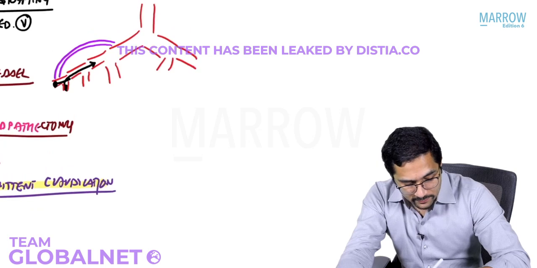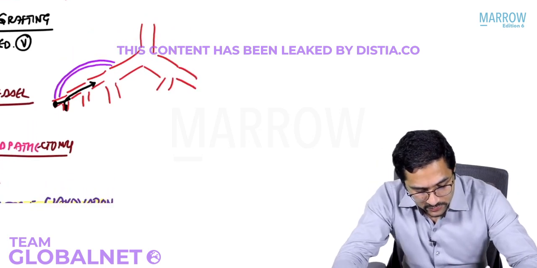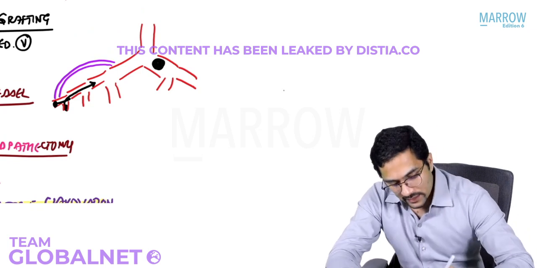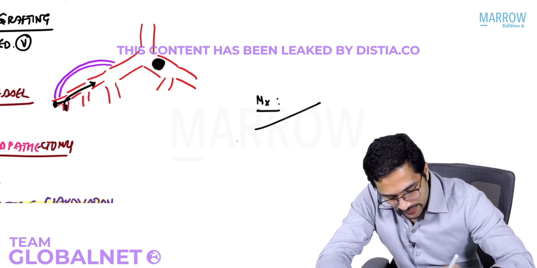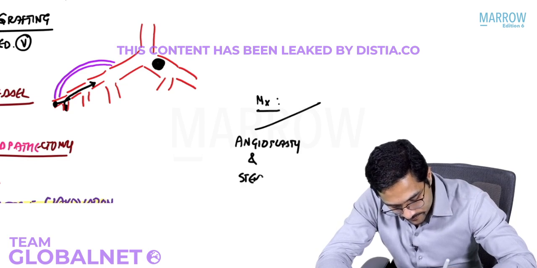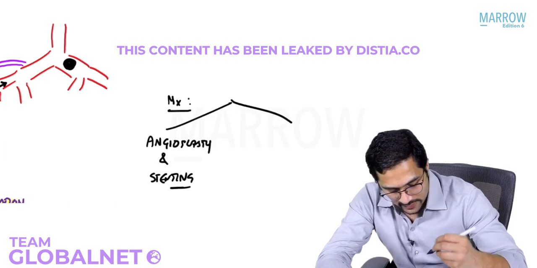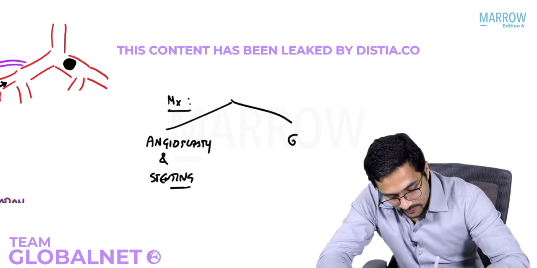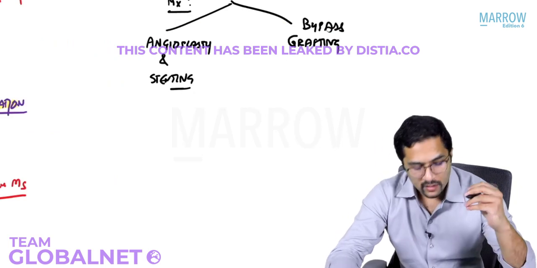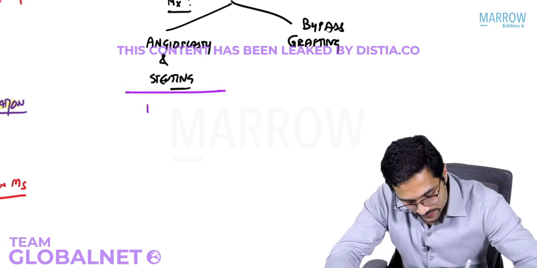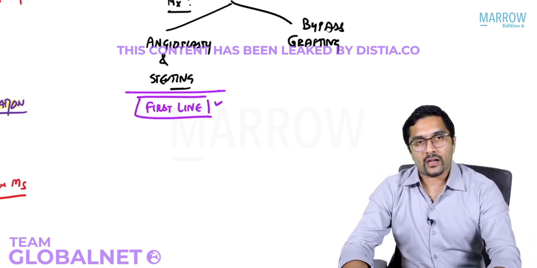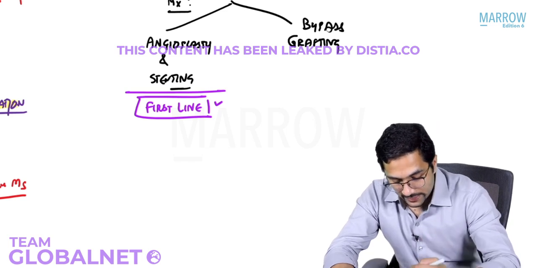On the other hand, what is the management of atherosclerosis? Atherosclerosis involves the bigger vessels, and the management in these patients can either be angioplasty and stenting. If angioplasty or stenting does not work out, then we can do bypass grafting. These days, angioplasty and stenting is the first line treatment in patients with atherosclerotic peripheral arterial disease.